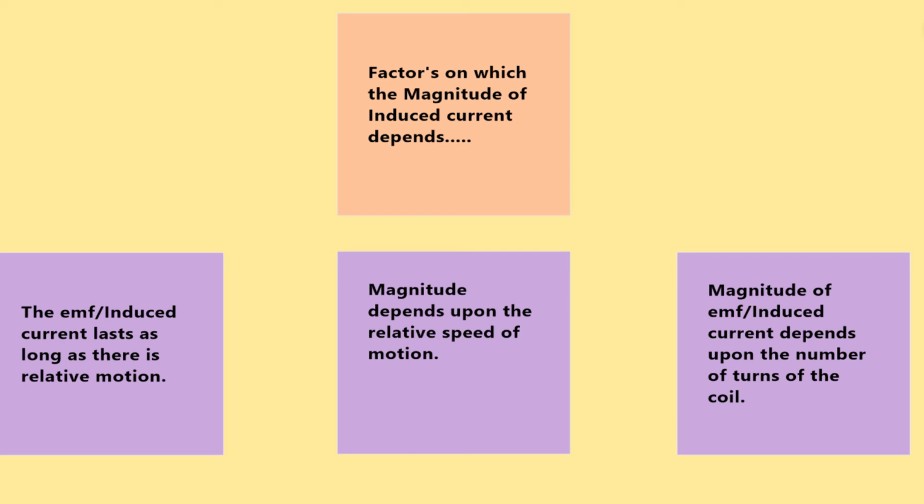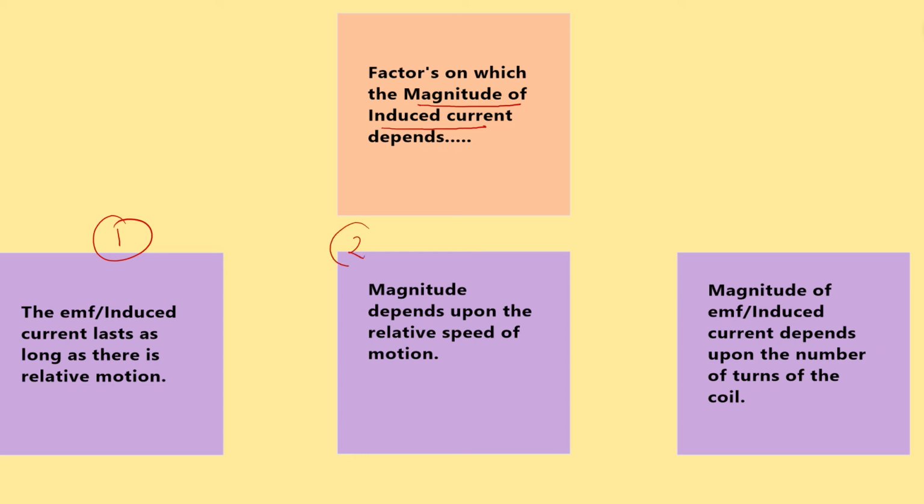So those were Faraday's laws. Now these are the factors on which the magnitude of induced current depends. That means how much current is produced in a conductor depends upon what? First, the EMF or induced current lasts as long as there is relative motion. That means when there is relative motion between magnet and coil, as long as it is there, there will be electric current in the conductor. If there is no relative motion between magnet and the coil, there will be no induced current.